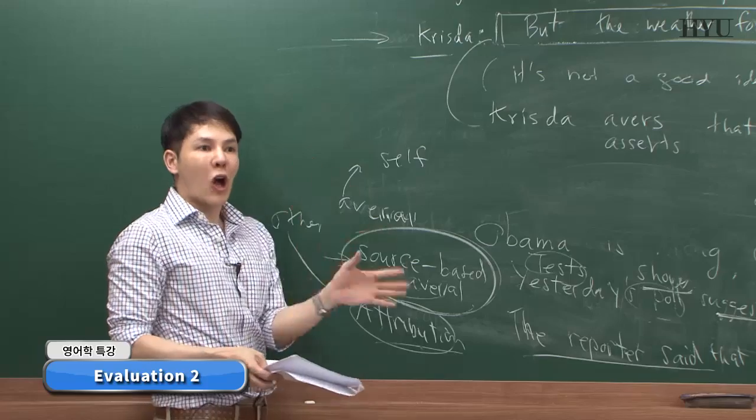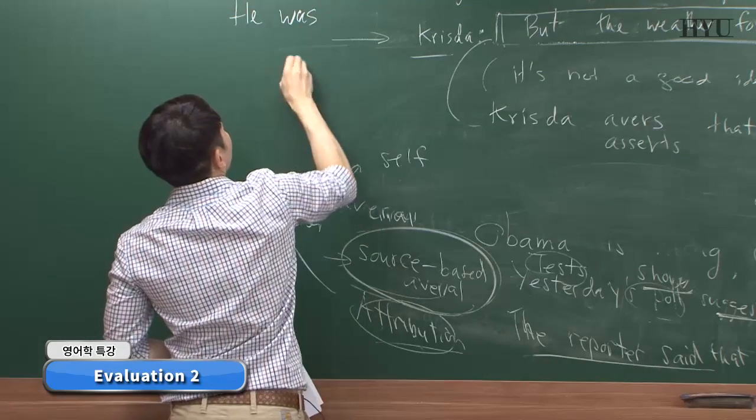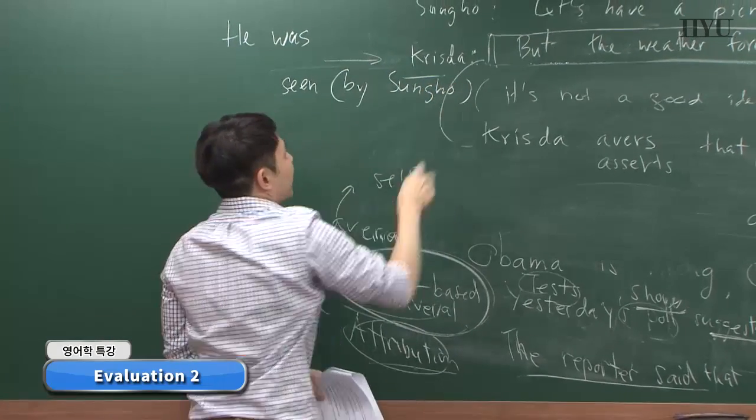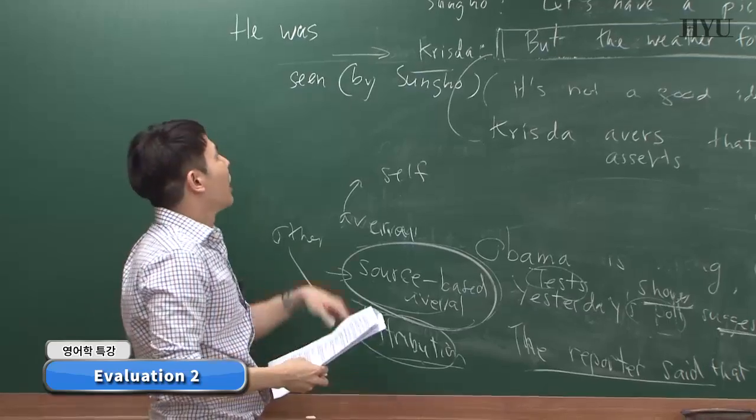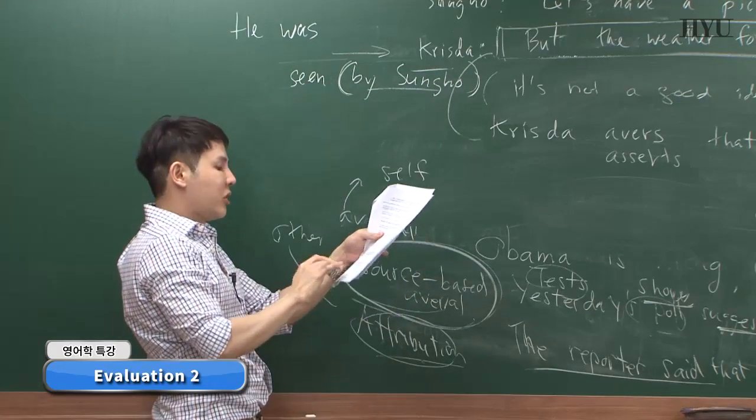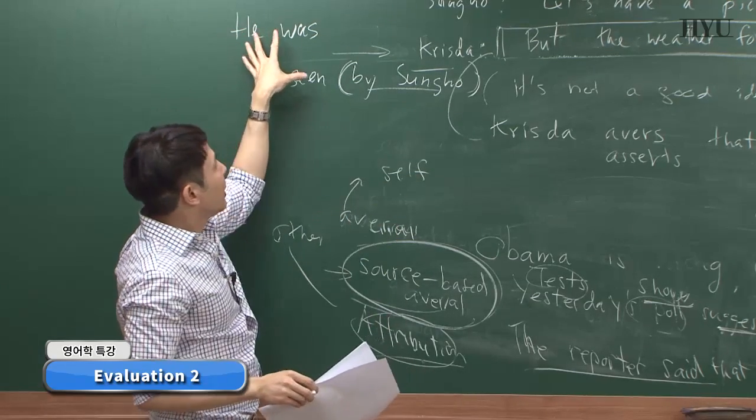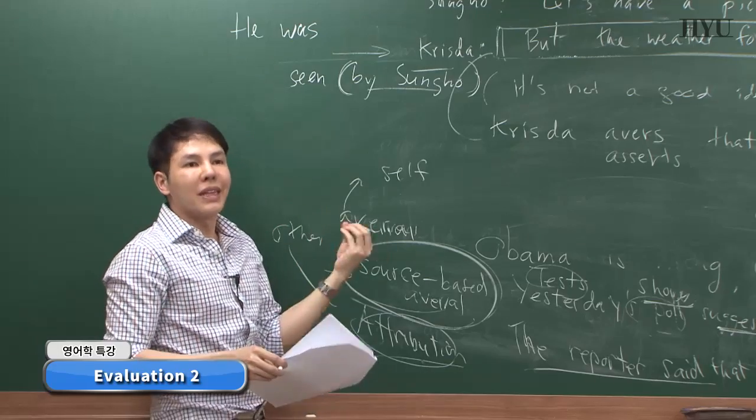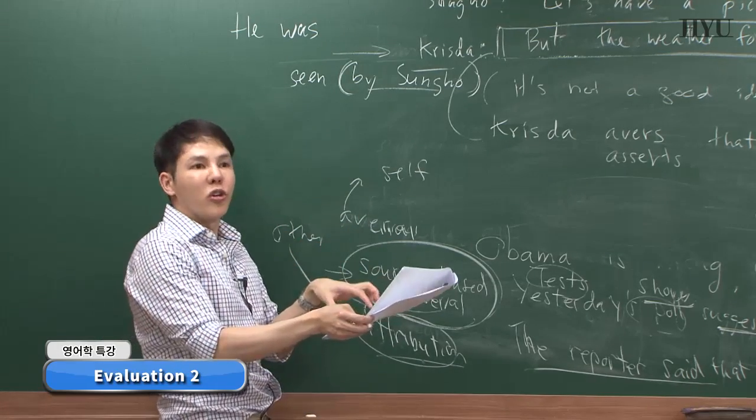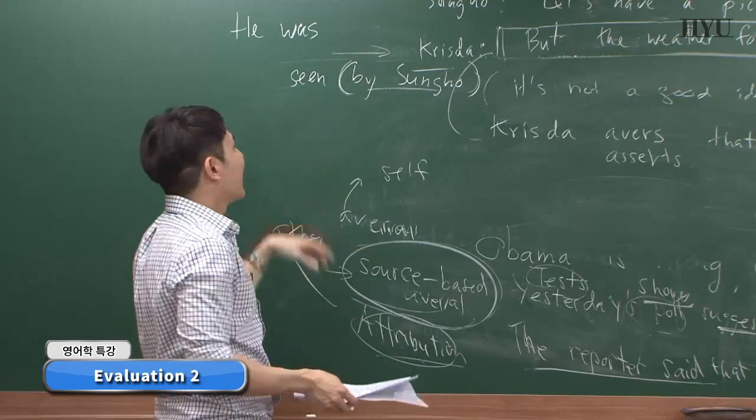So somebody saw him. He was seen, okay? So he was seen, let's say he was seen by Song Ho. He was seen by Song Ho shopping, right? So this one is just left out. Just he was seen, right? He was seen shopping near Harvey Nichols. Harvey Nichols is just a name of the department store. So he was seen. But who made that statement? I made that statement, right? The news reporter made that statement. Oh, he was seen by Song Ho, like that.